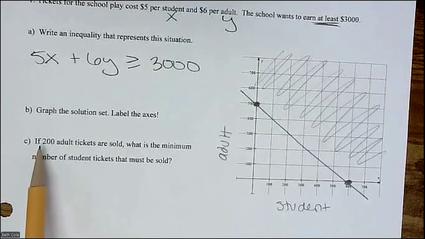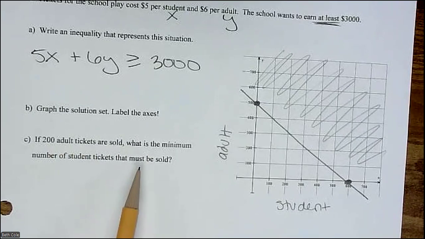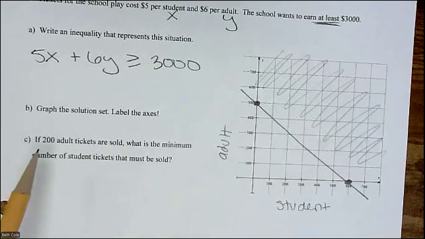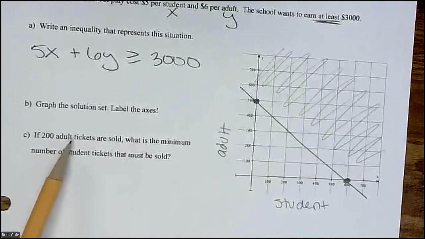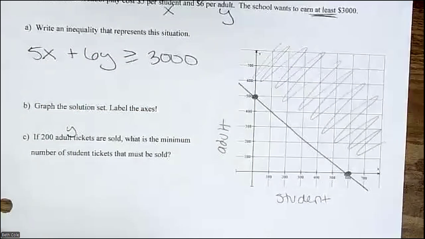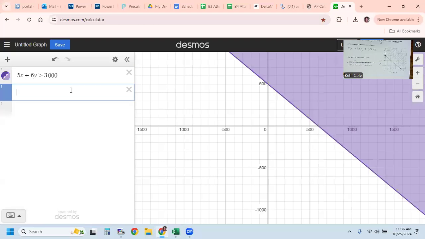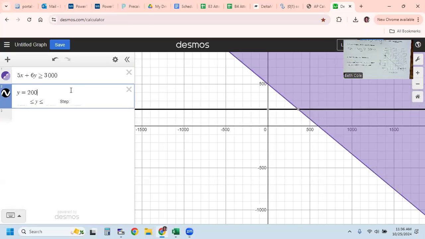We did that. Now, if 200 adult tickets are sold, how many student tickets would you need to make your quota? Adults, was that X or Y? Y. So what I'm going to do is label that Y. I'm going to go back to my calculator. I need you guys to just look. And in the other box down here, I'm going to put Y equals 200. You see that there? Now, where do I click?